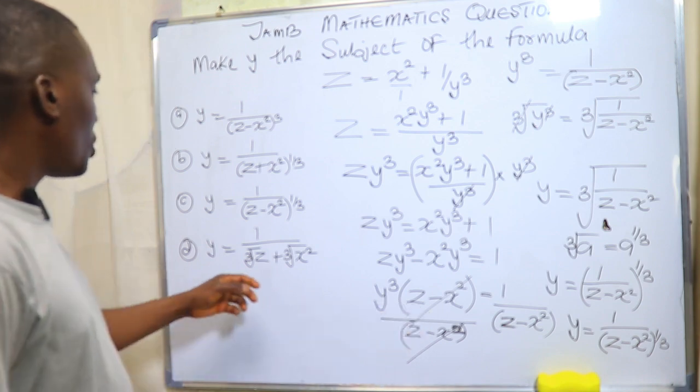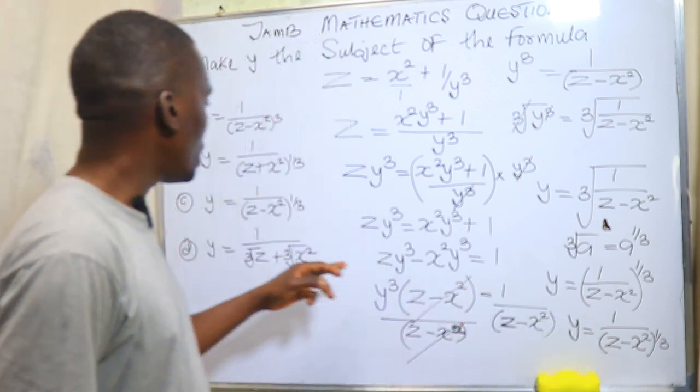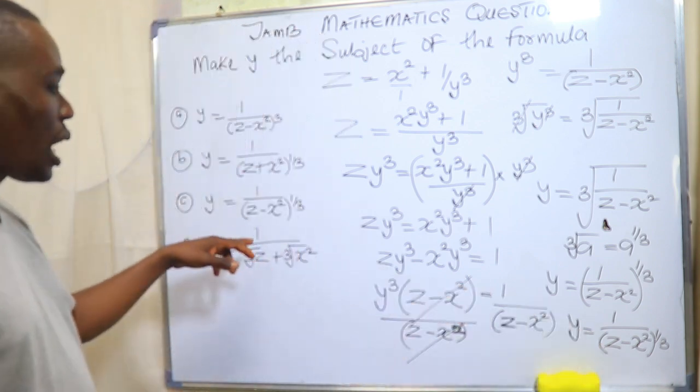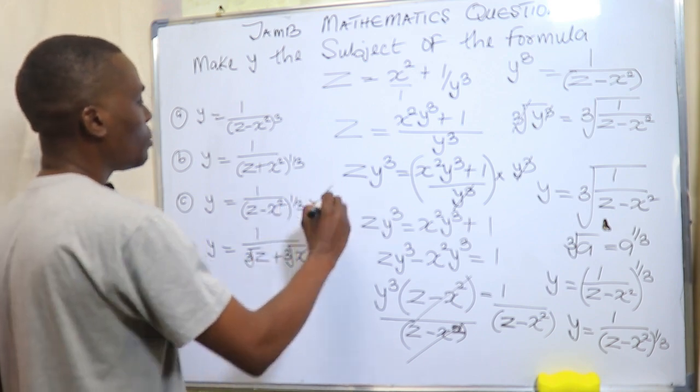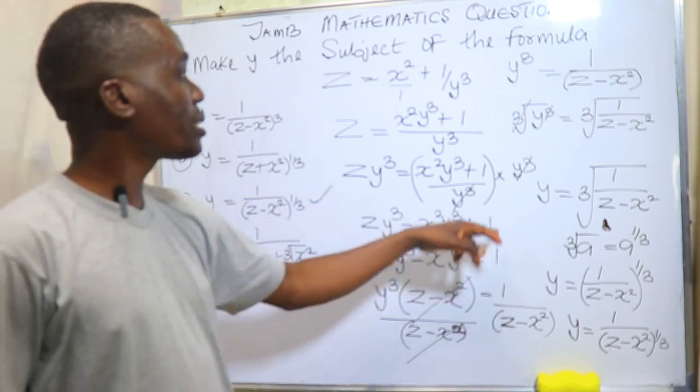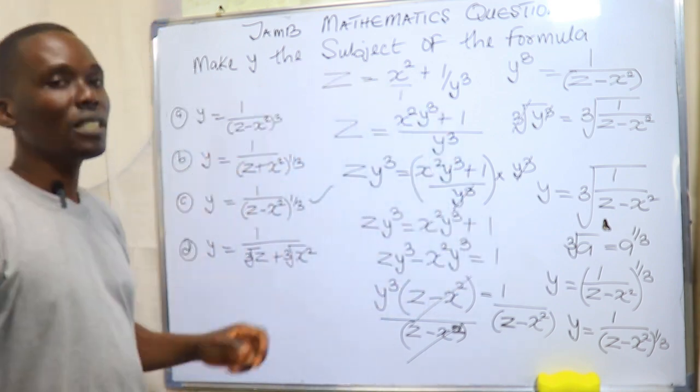So you see that question, we get the option here. The option is here, and it is option C. So that means option C is the answer to this change of subject of formula.